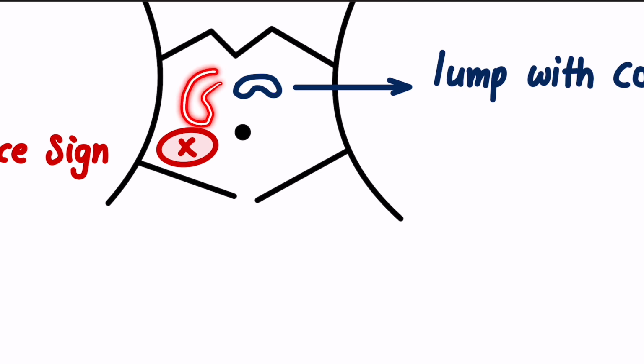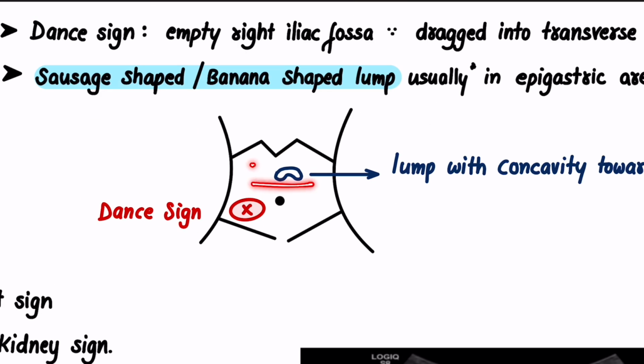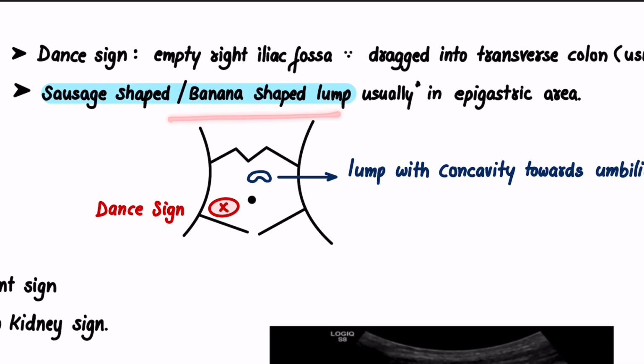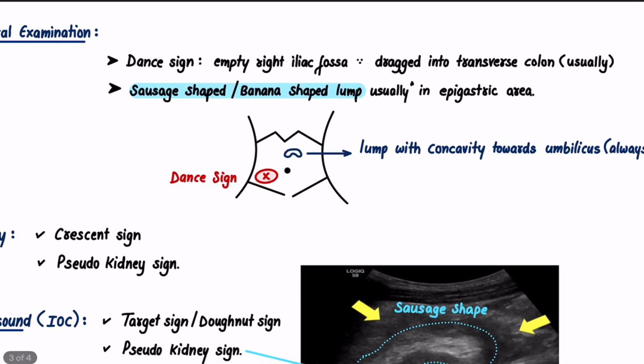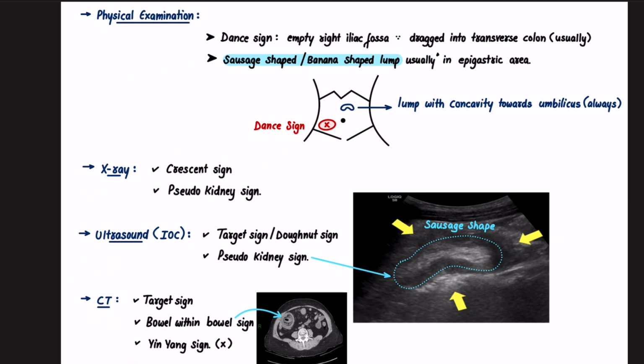For example, if the lump stops here, then the concavity is towards the umbilicus. Similarly, here also it is towards the umbilicus. If it stops in the descending colon, then also the concavity is towards the umbilicus. And usually, since this stops in the transverse colon, that part is the epigastric region. So a sausage shaped or banana shaped lump is usually in the epigastric area, and the lump concavity is always towards the umbilicus.